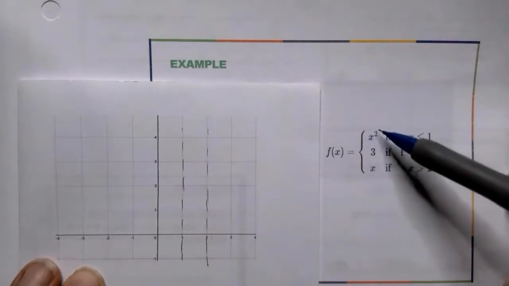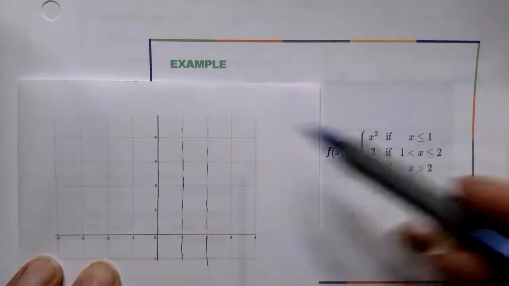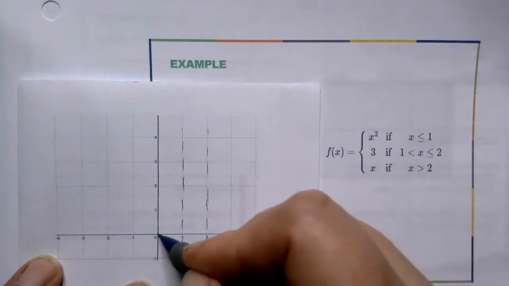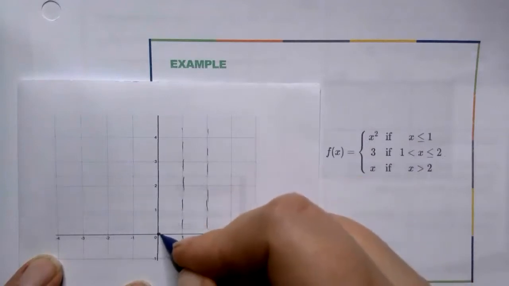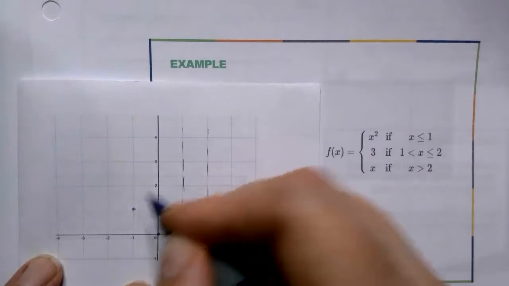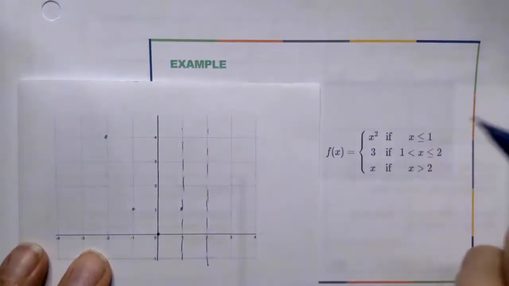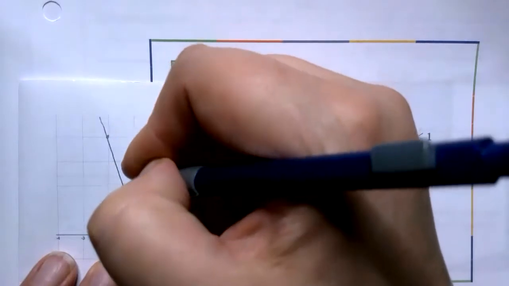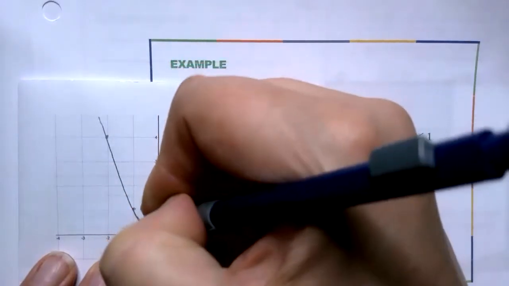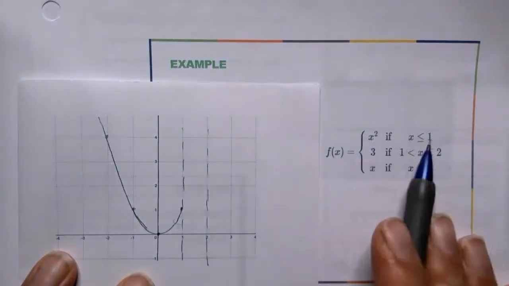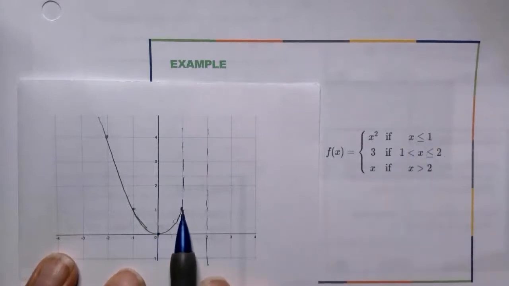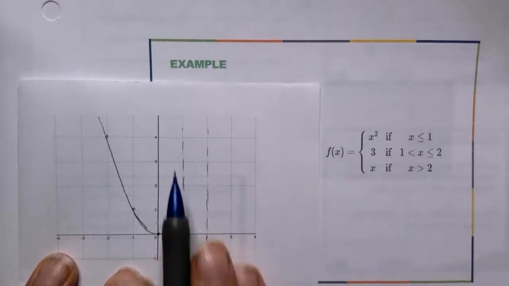So the first one is actually x squared. x squared is a parabola. I know what it looks like, so I'm gonna draw some points to help me draw a parabola. Okay, so this is my parabola, and I'm gonna stop right here because my parabola stops when x equals 1. So it only goes up to this point, up to this vertical line.